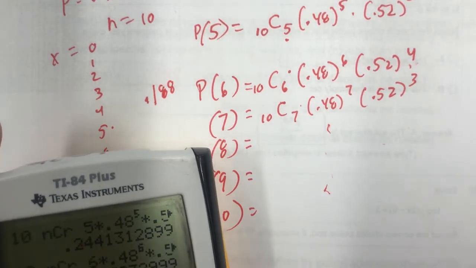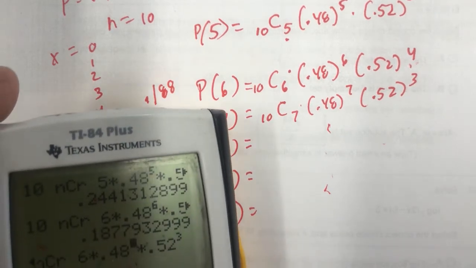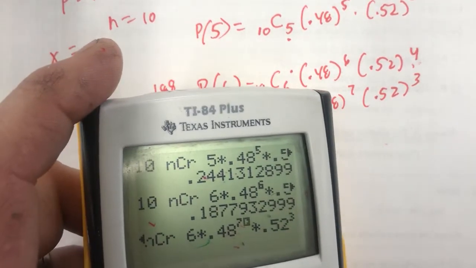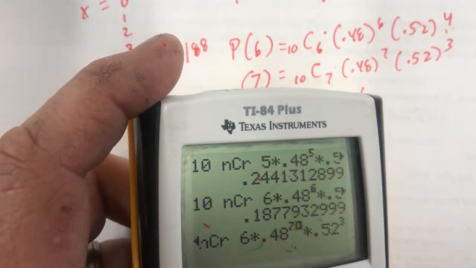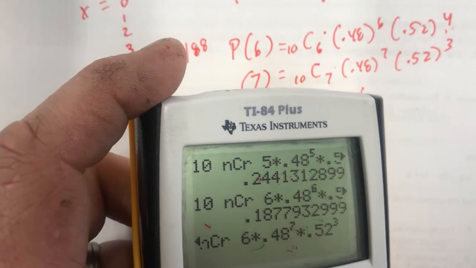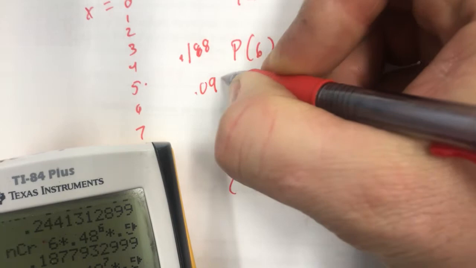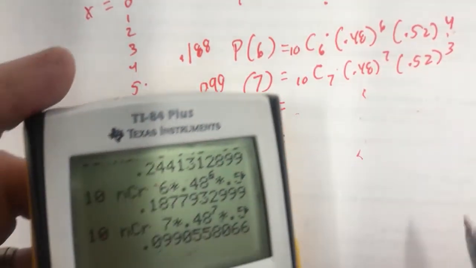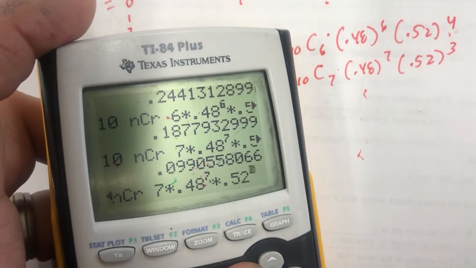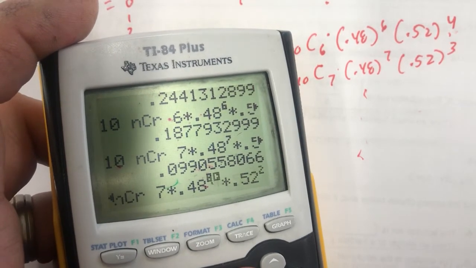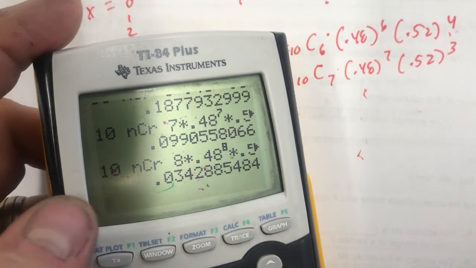Go back in there and we'll change this to a 3. Change that to a 7. I hope you can see this okay. Let's see if I can pull that up a little bit. Okay. And then we'll change it to 7, and there you go, man, 0.099. Okay, and then 8. All right, we'll go back in there. I'm going to change it to 2. This would be 8. That'd be 8. And that's 0.034.